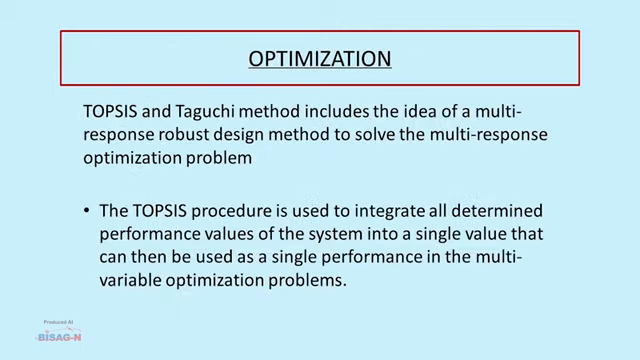Optimization. The Topsis and Taguchi method includes the idea of a multiple response robust design method to solve a multiple response optimization problem. The Topsis procedure is used to integrate all the determined factors and the values of the system into a single value that can be used as a single performance measure for a multiple variable optimization problem.